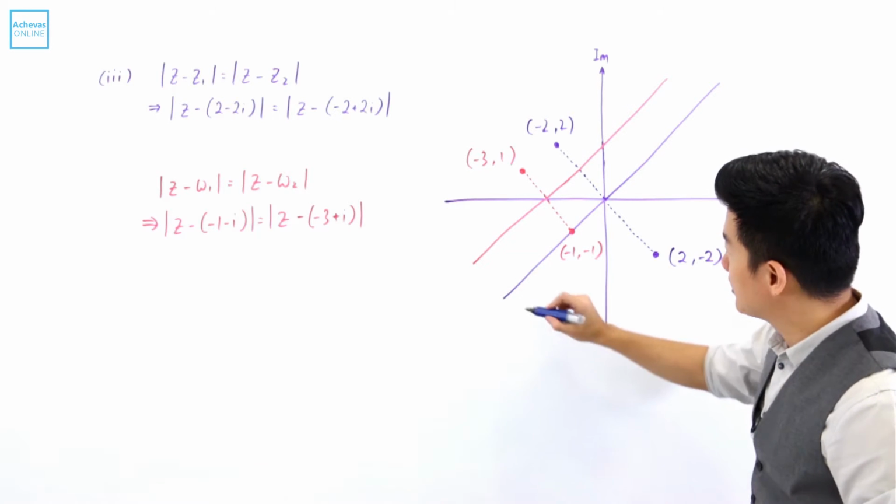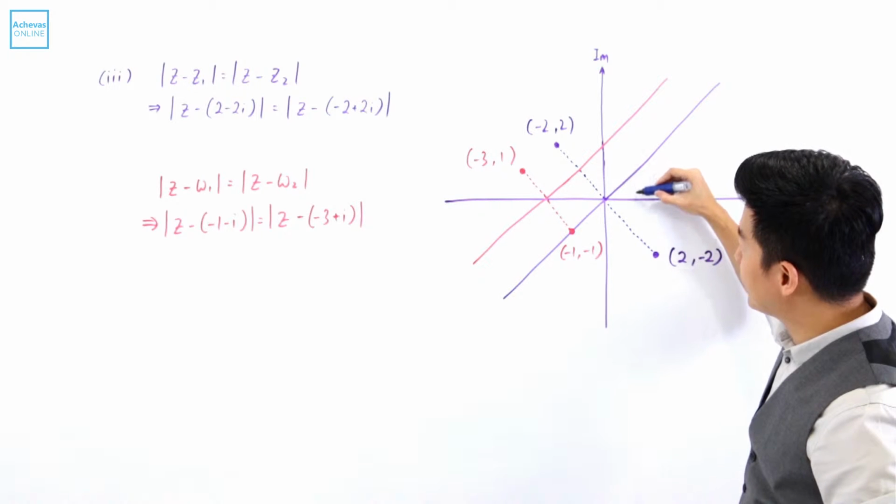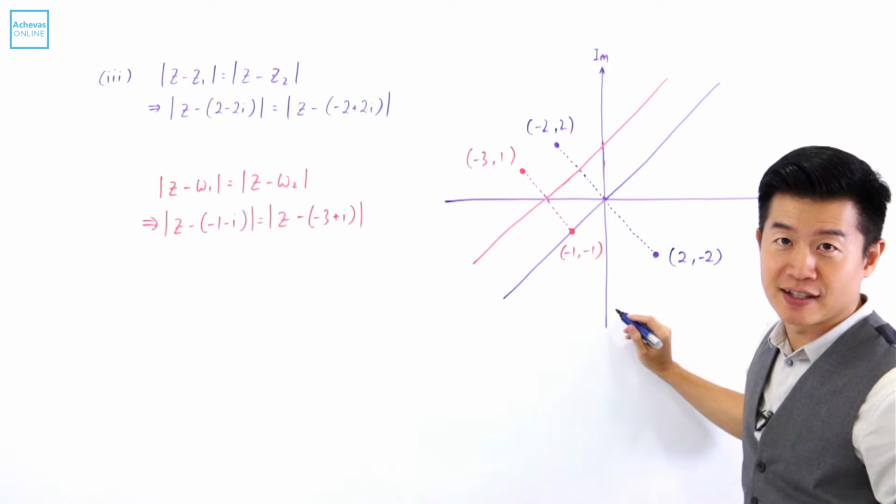And that is also why the perpendicular bisector, which is pi over 2 to this line, is going to make an angle of pi over 4 with respect to the horizontal axis.